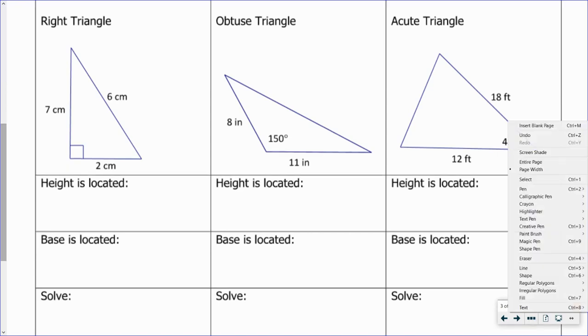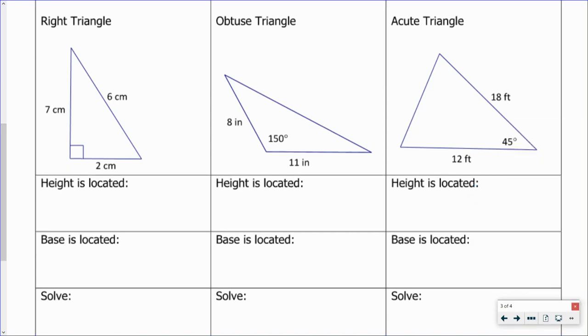Now, for a right triangle, it's really nice and easy because the legs are perpendicular to each other. So the height is just going to be one of the legs. You can choose. And then the base is going to be the other leg.